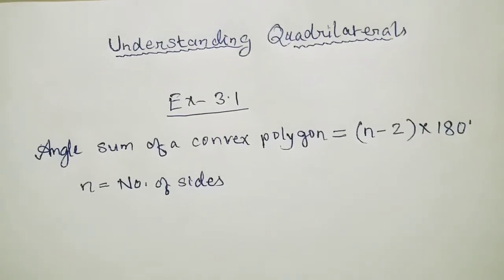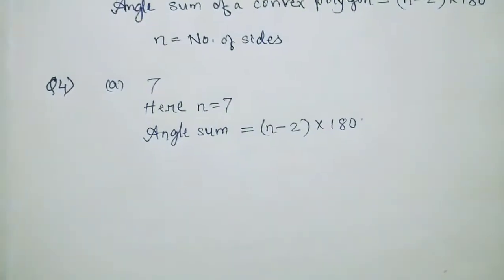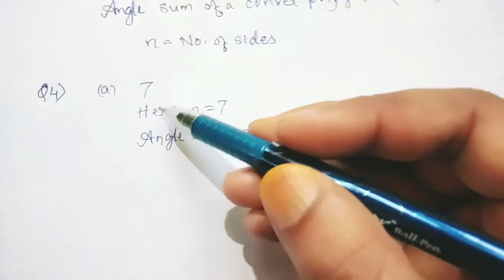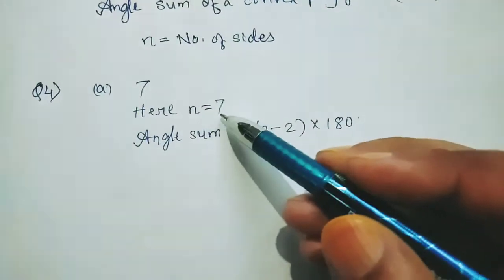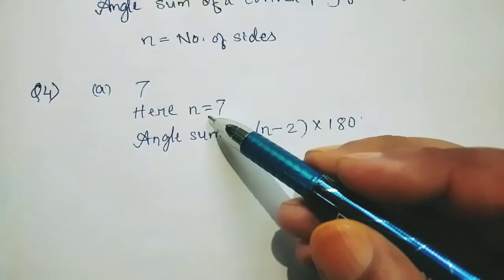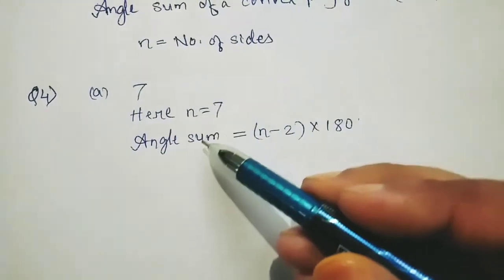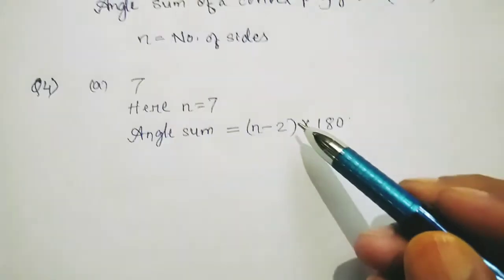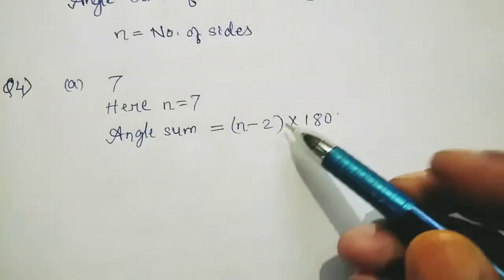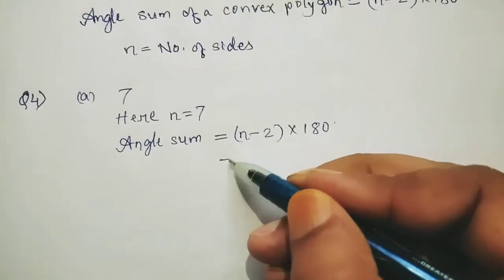So let's do question number 4a. Students, see here question number 4a. 7 is given. Here n equal to 7. You have to write like this. So n is 7, the number of sides is 7. So angle sum equals n minus 2 into 180 degree. This formula you have to write down first of all.